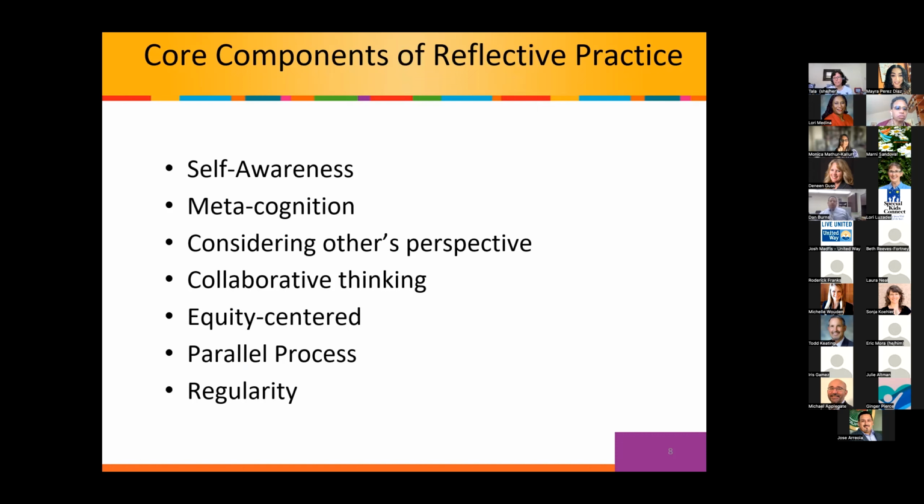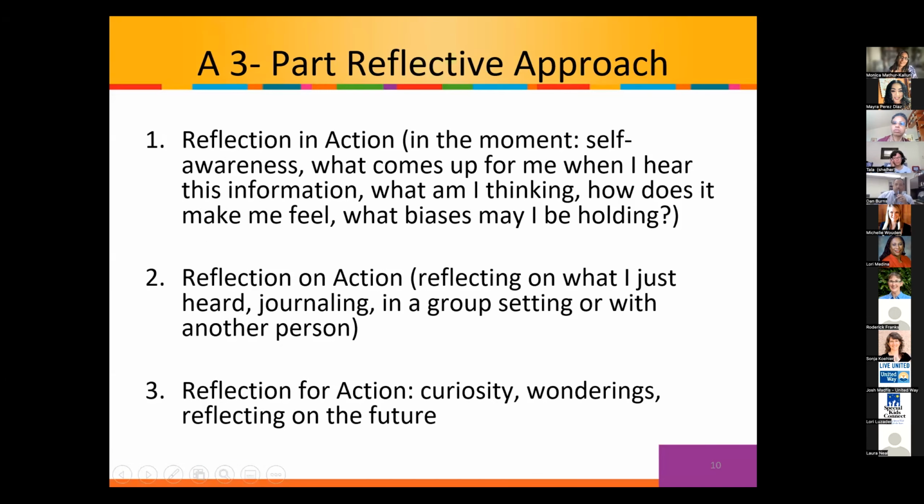It's always equity-centered. We want to think about race, diversity, inclusion. What's important to the families and the children that we want to support? How can systems always consider equity in the services they provide? This notion of a parallel process and how important it is. A lot of your self-awareness pieces: what comes up for you when you hear this information? What are you thinking? How does it make you feel? Or what biases might you be holding?